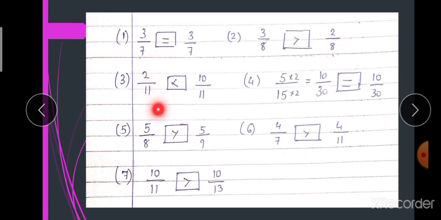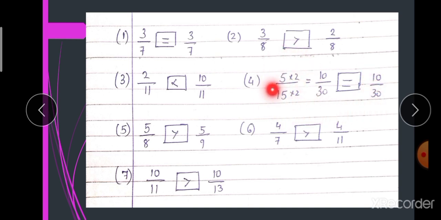Third, 2 upon 11 and 10 upon 11. So the denominator is 11. Now we'll compare 2 and 10. 2 is smaller than 10, therefore 2 upon 11 is smaller than 10 upon 11. Now the fourth one, 5 upon 15 and 10 upon 30, we have to compare.